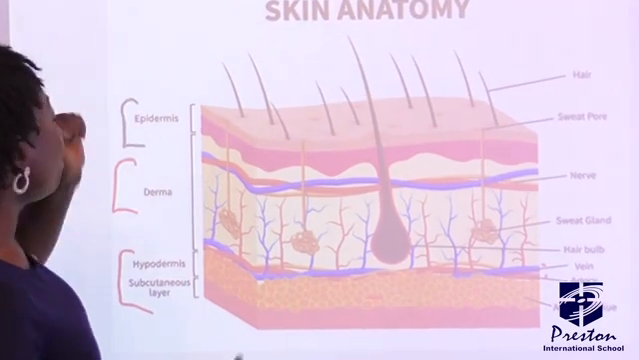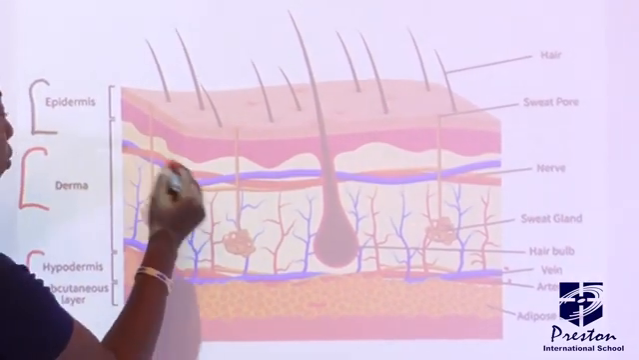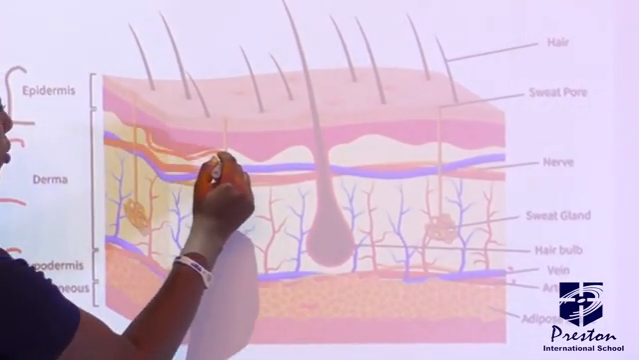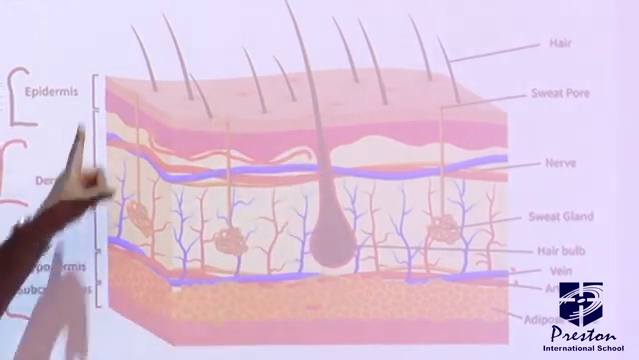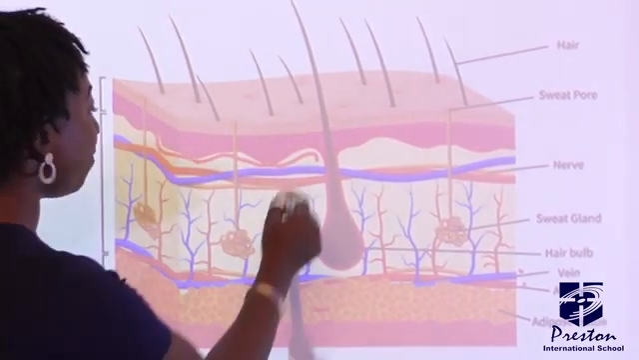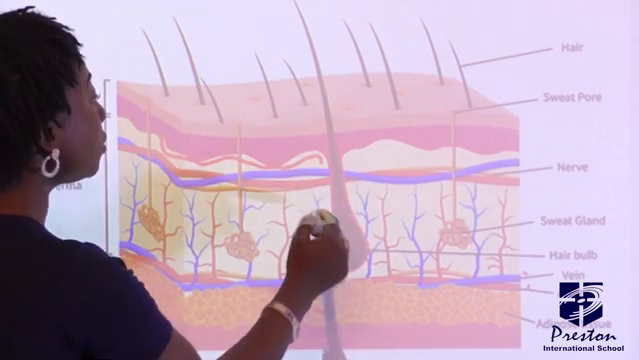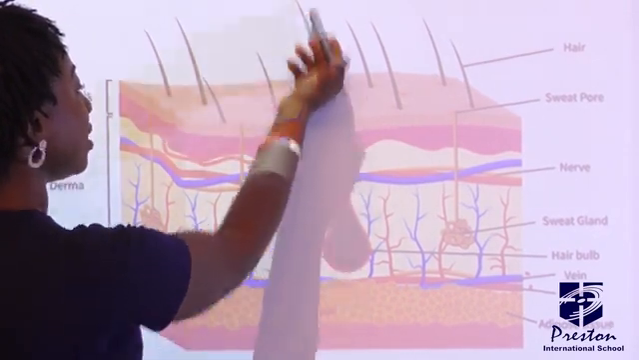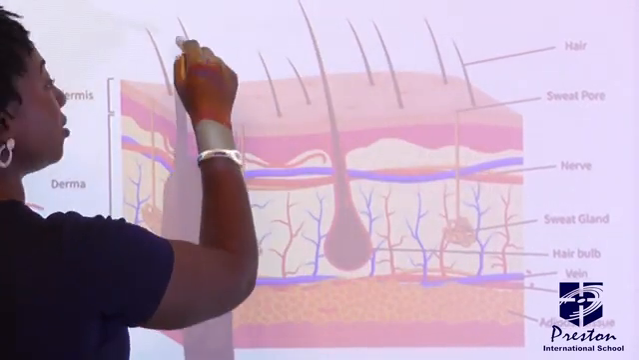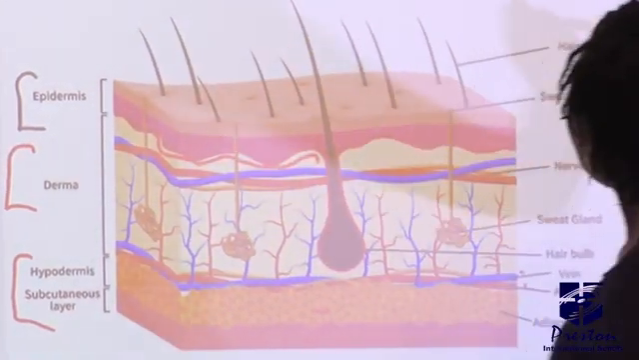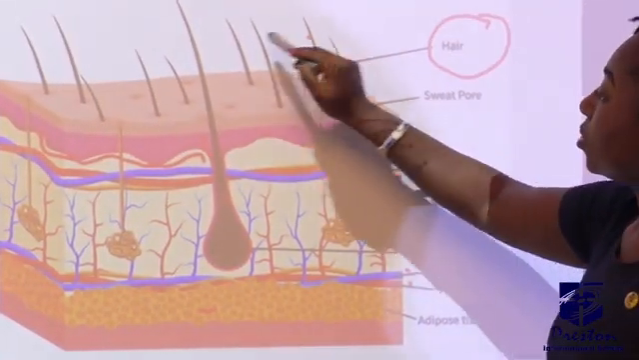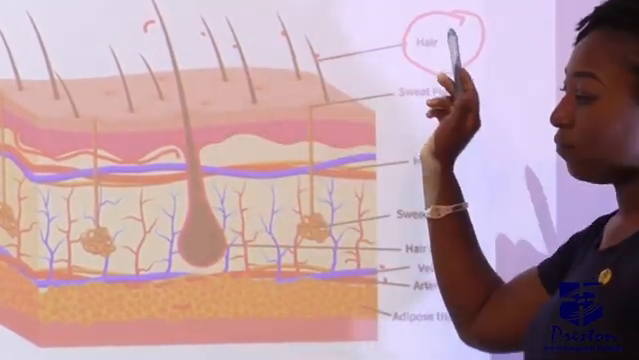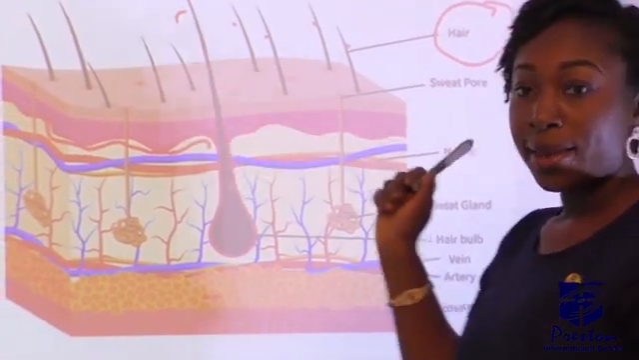Then we have the basal layer, though not here now. The basal layer is somewhere here. You see it in your IGCSE textbook. The basal layer gives rise to the hair follicles, and this is the hair follicle. Now the hair follicles give rise to the hairs. You can see the hairs here. Now the hair follicles give rise to the hair.